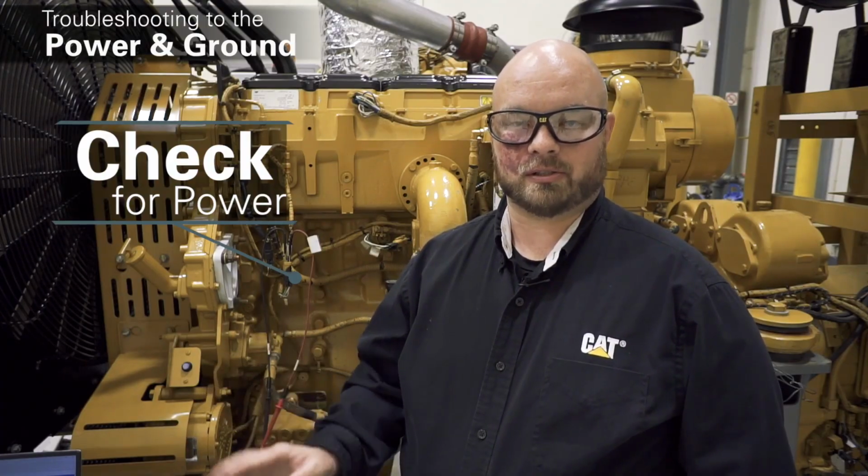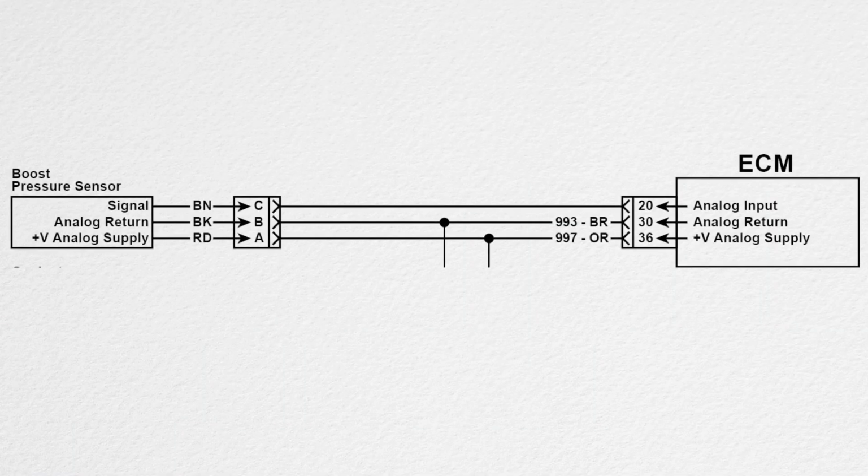Step 1: for any problem that we have with any active sensor, the first step is always going to be check for power. On this 3-wire sensor, the A wire is our 5-volt analog supply coming from our ECM. The B wire is our return, also provided by the ECM. And the C wire is the signal from the sensor going to the ECM that's giving us that variable DC voltage that we're looking for.